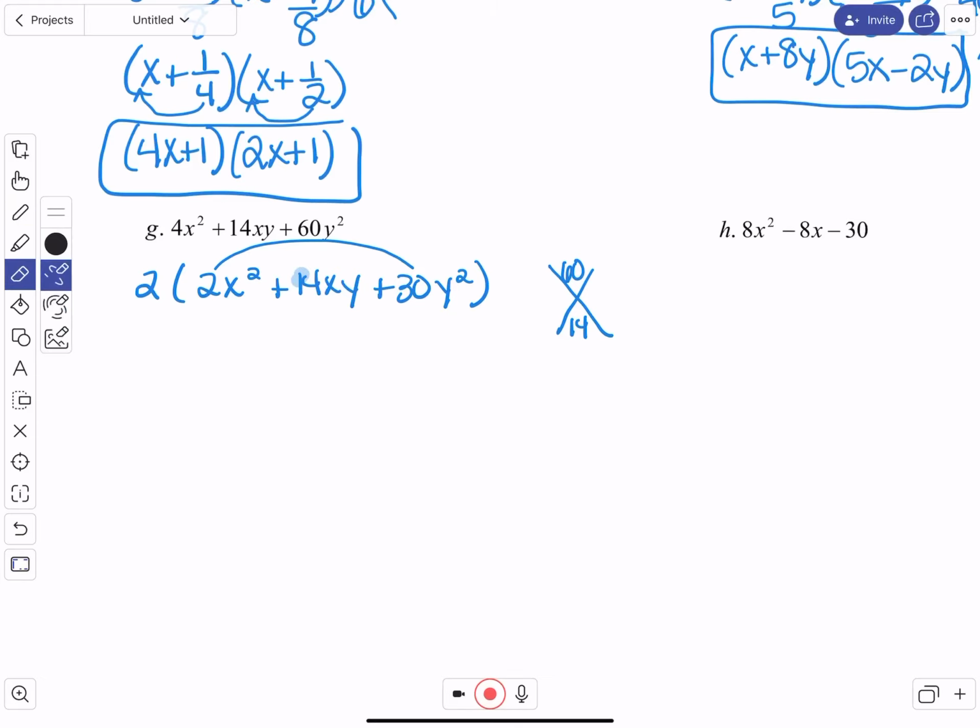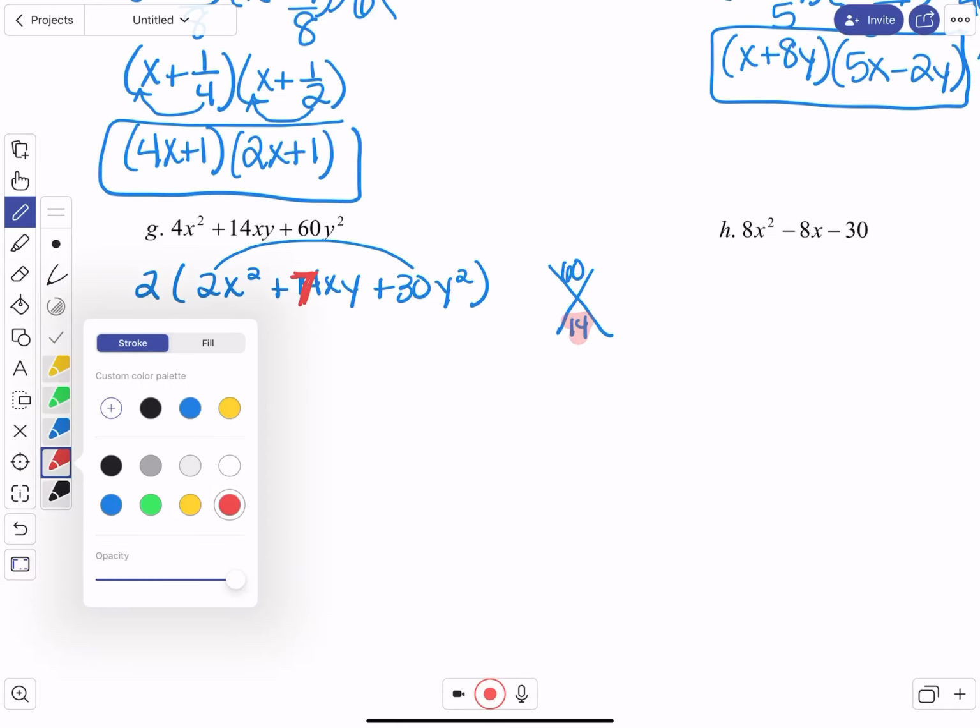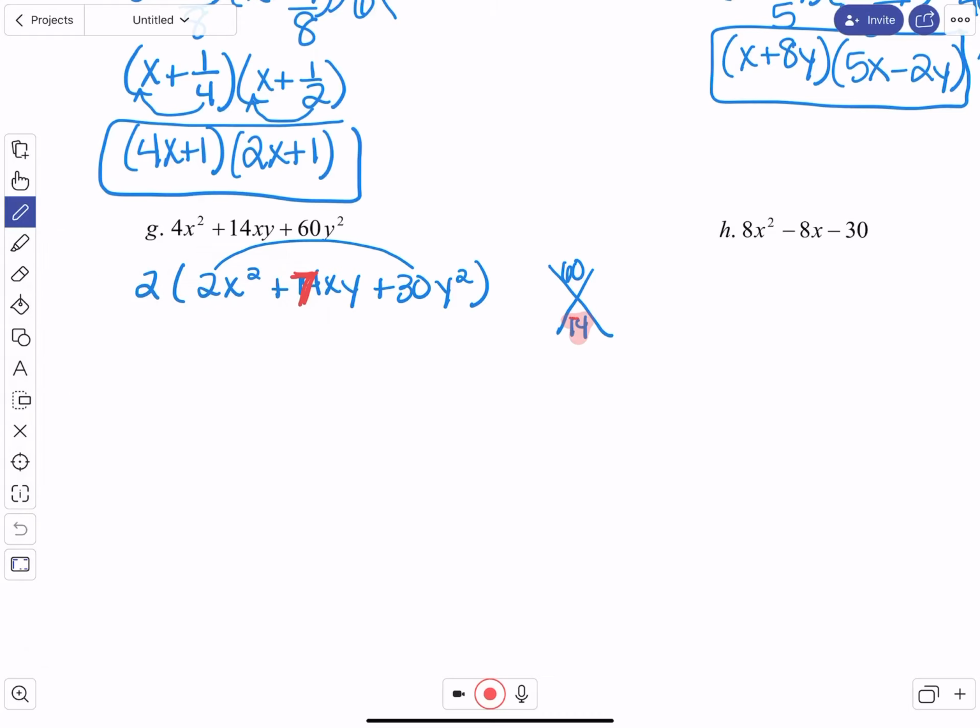Oh, let me get my eraser. Well, why isn't it erasing? Not sure why it isn't erasing. Okay, so let me just write over this. This should be a 7. That's a 7. Let's see if this erases. Well, I'm not sure why that's not erasing either. So that should be a 7. All right, I selected the wrong one. There we go.